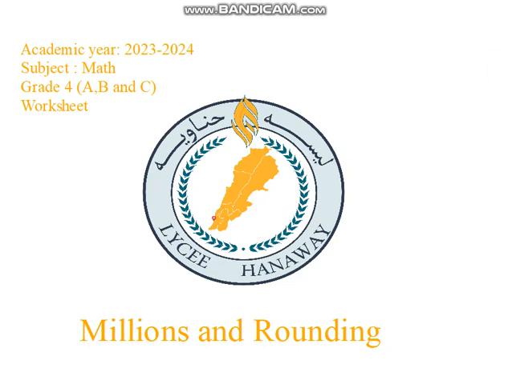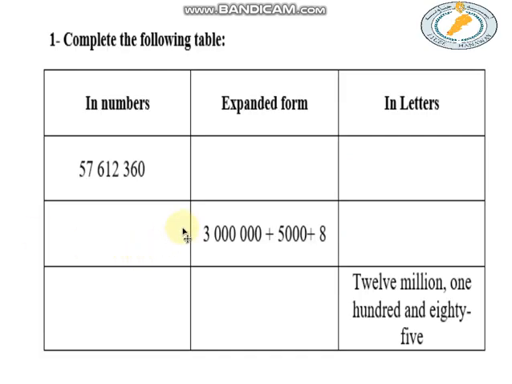How are you today? Today we are going to do the first question in the worksheet that was related to millions and rounding. So this is the first question, which is complete the following table. We have here the numbers form, the expanded form, and the letters form. This is the first number here. We are going to write it in the expanded form.